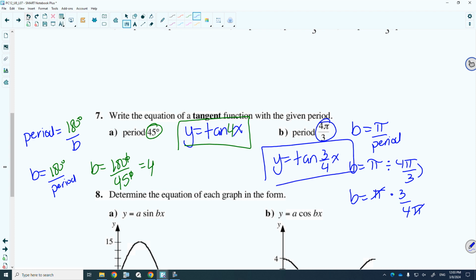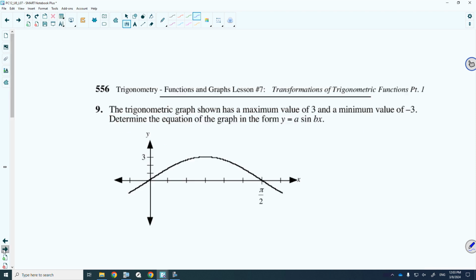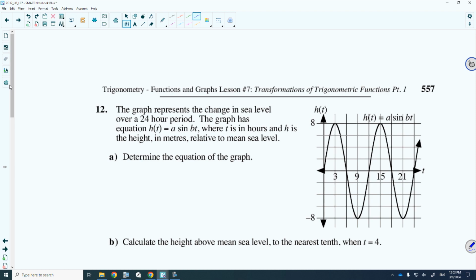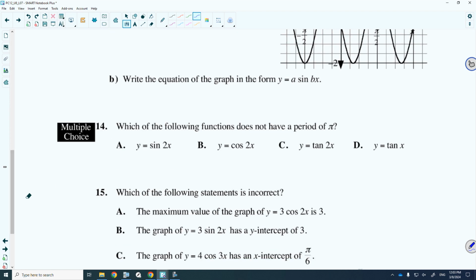Okay, there is one last tan question. Actually, there's 2 tan questions. So 14 is a good question. So again, pause the video, see if you could do 14, and then I'll do 14.